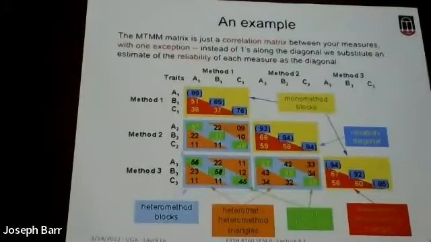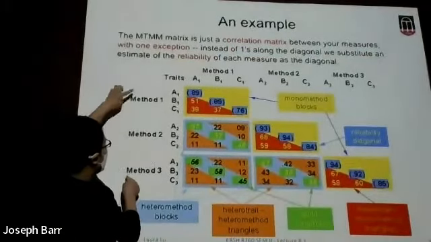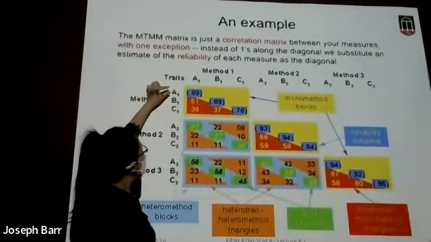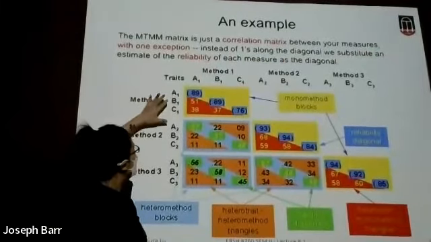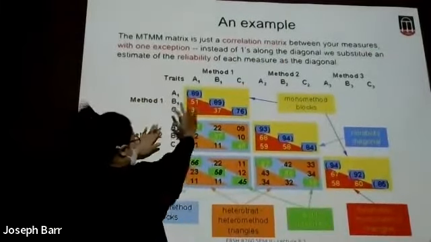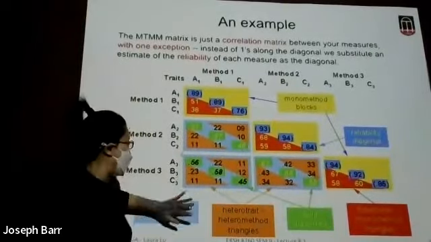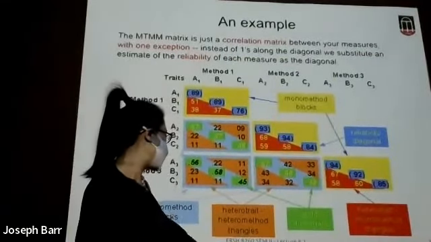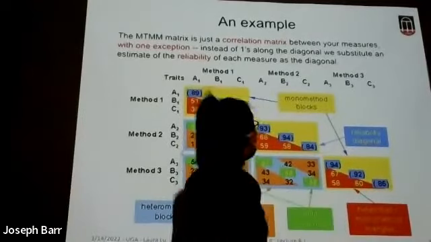So we have this example. So we have different blocks. In this case we have 3 methods. In each method we try to measure 3 traits: trait A, trait B, trait C. Okay, 3 methods, 3 traits. So in total, we have a 9 by 9 correlation matrix. And we have some heterotrait-heteromethod blocks. We have heterotrait-monomethod triangles. We have validity diagonals. We have different names.